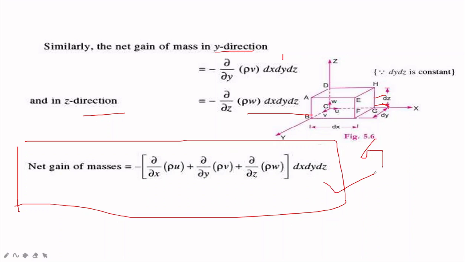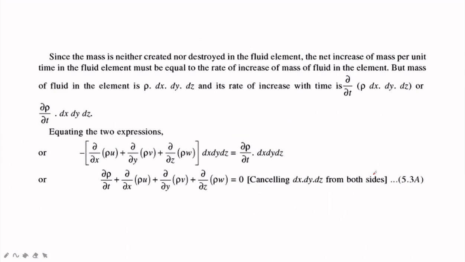Okay, so what they are telling, since the mass is neither created, so what does the law of conservation of mass say? It is neither created nor destroyed. Then where did the net increase come from? The net increase of mass per unit time in the fluid element must be equal to what? The net increase of mass per unit time in the fluid element must be equal to the rate of increase of mass of fluid in the element.